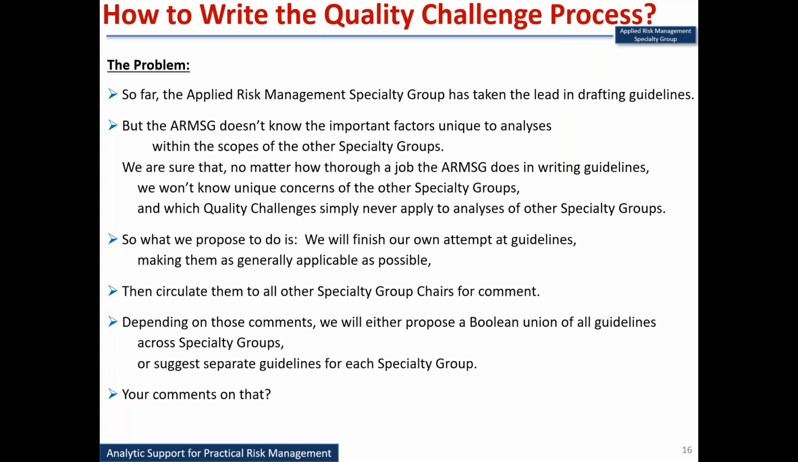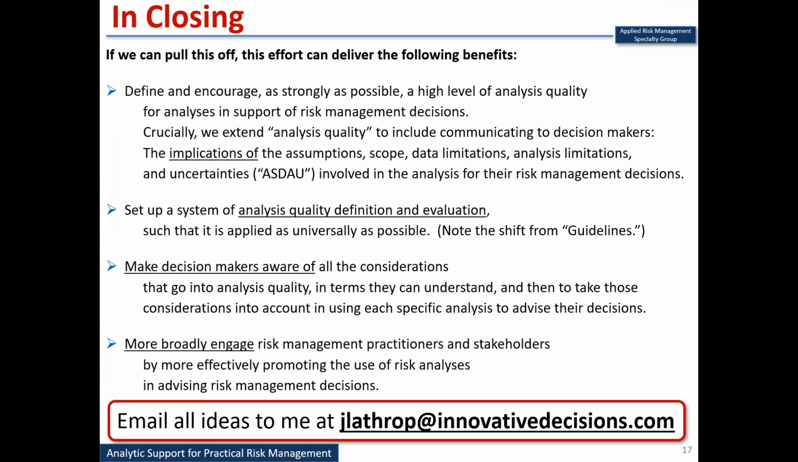And now you'll be so delighted. Last slide. In closing, if we can pull this off, all I did was copy parts of about the third slide here. If we can pull this off, wow, we can define and encourage a high level of analysis quality, extend that to communicating to decision makers the implications of the limitations. Second bullet, set up a system of analysis quality definition and evaluation. We can define the thing. Again, I said the Boolean union and the separate ones.